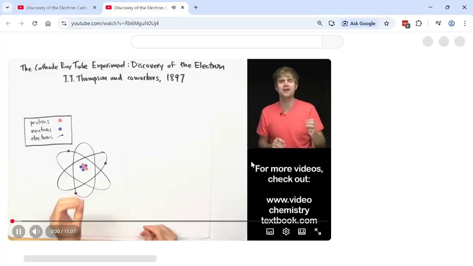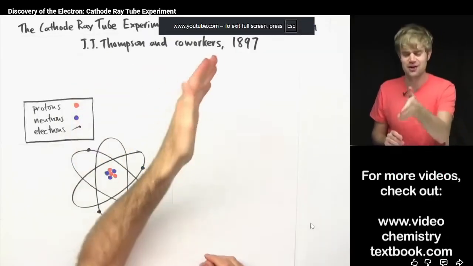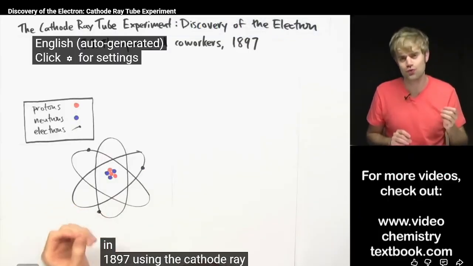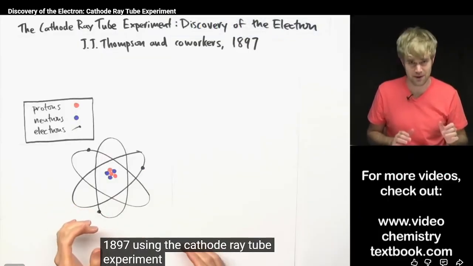In this video, we're going to talk about how J.J. Thomson discovered the electron in 1897 using the cathode ray tube experiment. Okay, let's make this volume a little higher here.